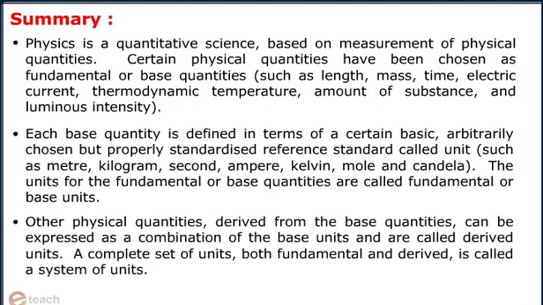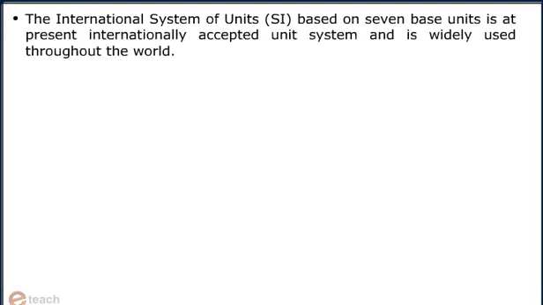Other physical quantities derived from the base quantities can be expressed as a combination of the base units and are called derived units. A complete set of units, both fundamental and derived, is called a system of units. The International System of Units (SI), based on 7 base units, is at present the internationally accepted unit system and is widely used throughout the world.